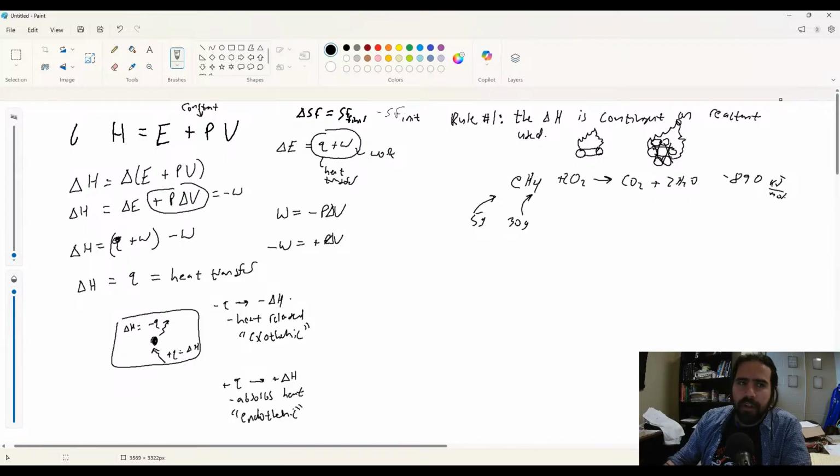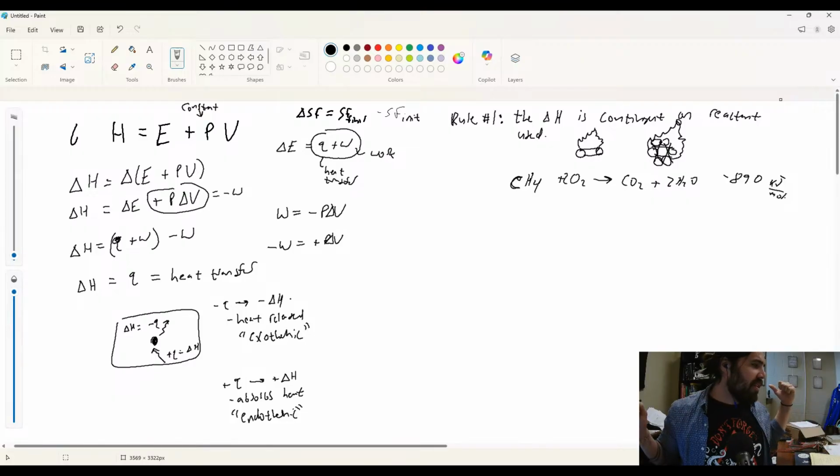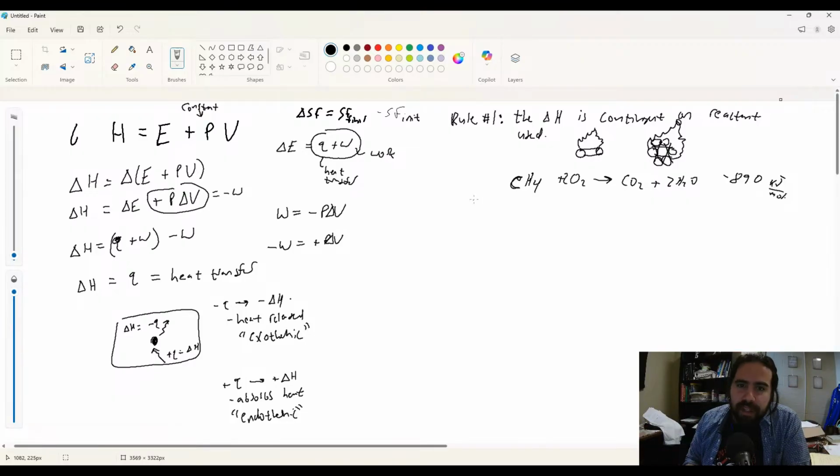All right. So let's say that if I do this chemical reaction, and I know that every single time that I combust 1 mole of methane, I release 890 kilojoules of energy, I can ask a question like this. Let's say that I have 50 grams of methane. What is the change of enthalpy?